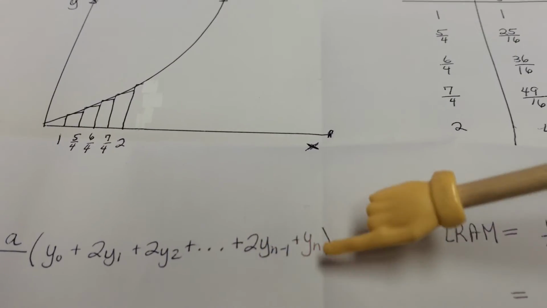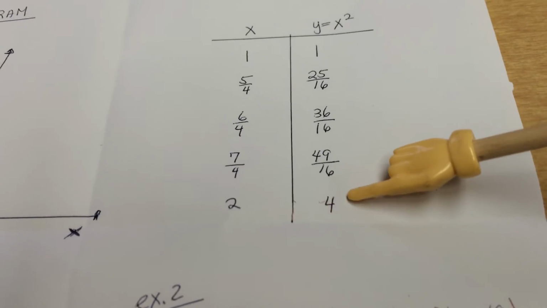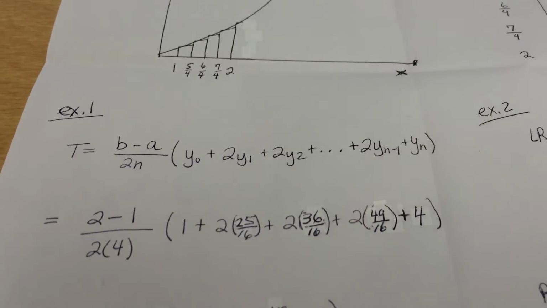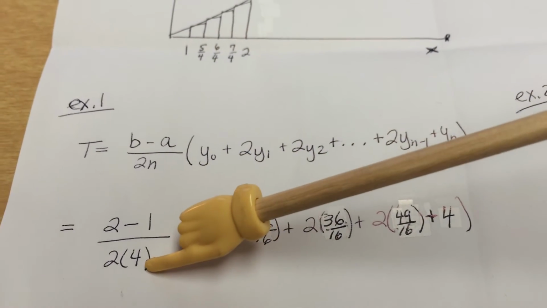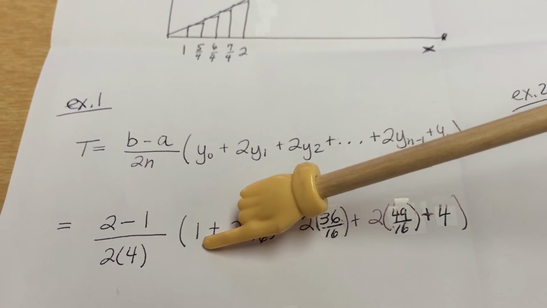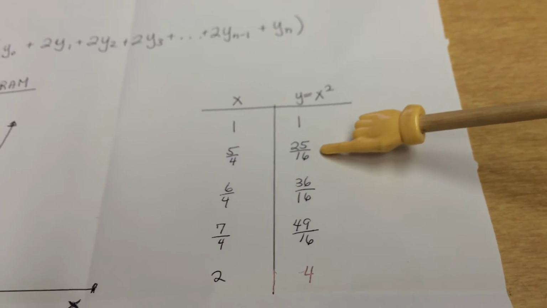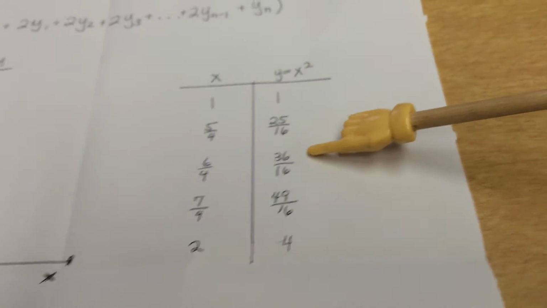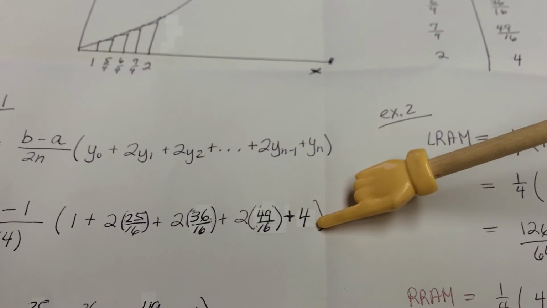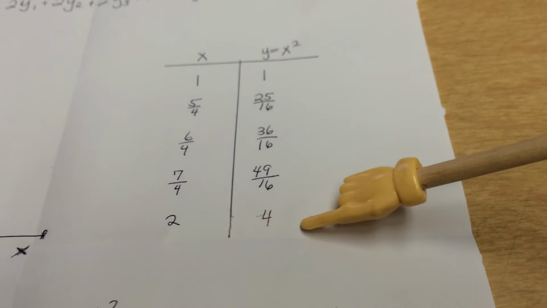And then plus the last number, which is this right here. Okay? So this is what it looks like. So then I have 2 minus 1 right there, and then the 4 rectangles right there. The 1 was the first number, plus 2 times 25 over 16, right? 25 over 16, and then 2 times 36 over 16, etc., all the way up to the last number, which is 4, and that 4 by itself, okay?